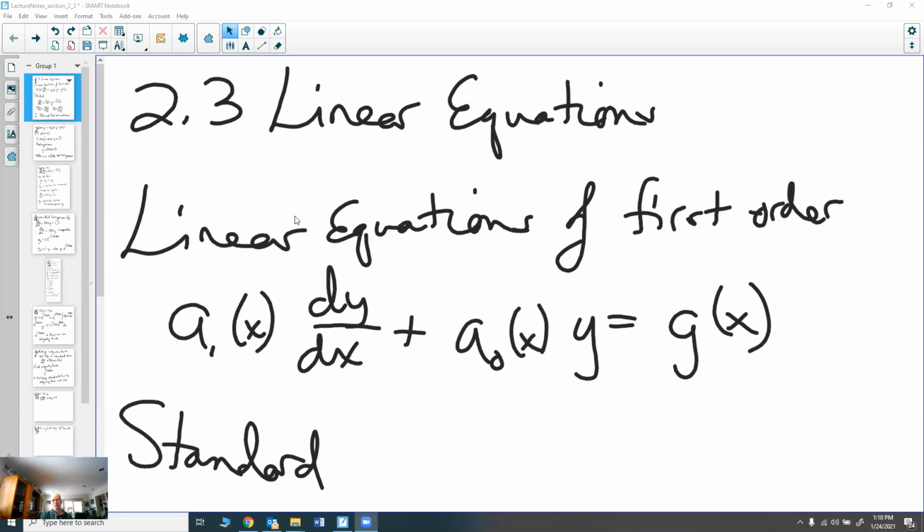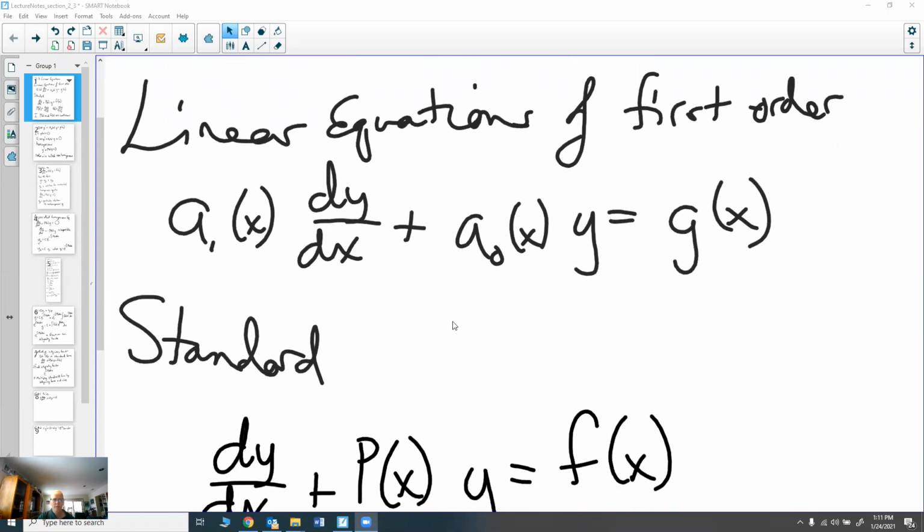A linear equation of first order is whenever you have a1 of x times dy dx plus a0 of x times y equals g of x. As a reminder, the reason it's linear is because the a1, what's being multiplied by the dy dx, does not have a y in it. What's being multiplied by the y does not have a y in it. They're just factors of x. They can be anything. They can be nonlinear functions themselves, but what makes it linear is the dy dx and the y have no y's times them. And the g of x is just a g of x.